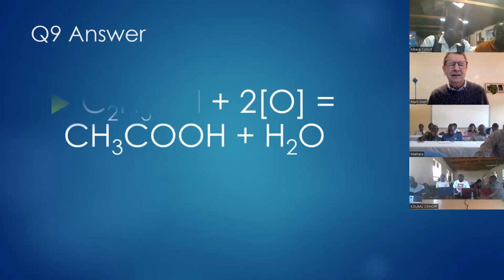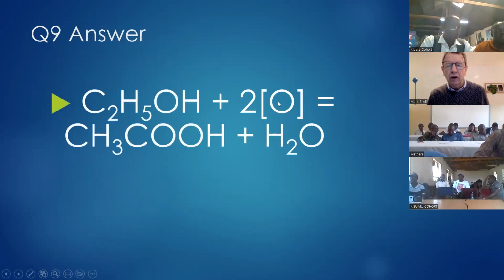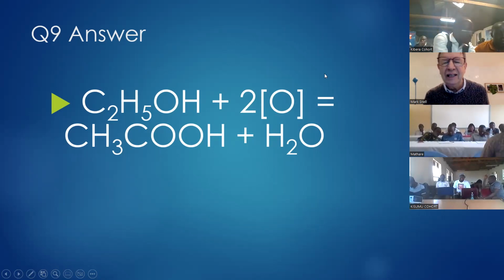Here's the answer. Yeah, 2 oxygens because we've got 3 oxygens in the product and only 1 in the reactant. C2H5OH plus 2 O in square brackets gives CH3COOH and H2O.